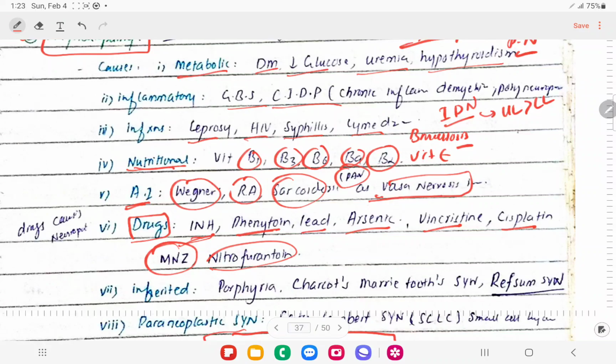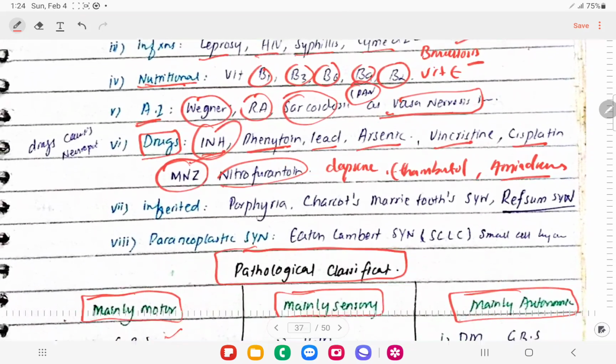Along with these drugs, we have dapsone, and another one is ethambutol, right? And along with that, amiodarone. So these are the important drugs which are going to cause the polyneuropathies, right?